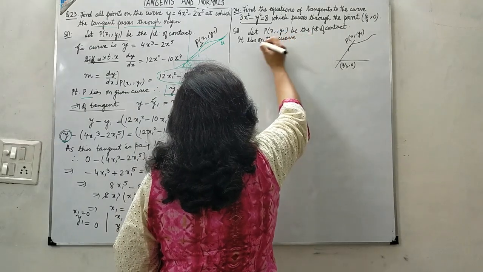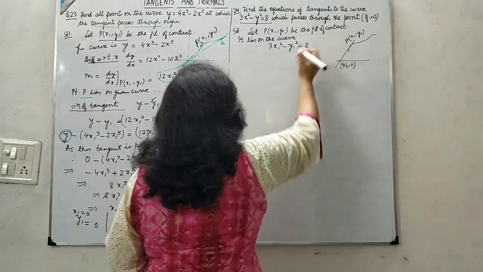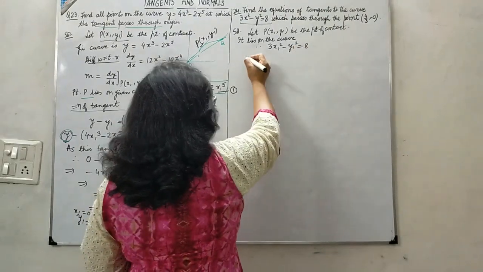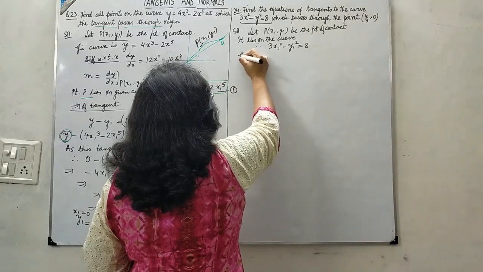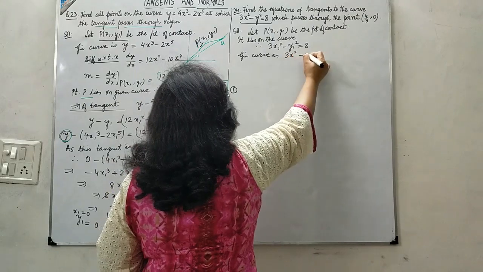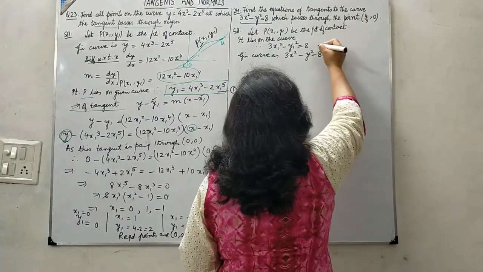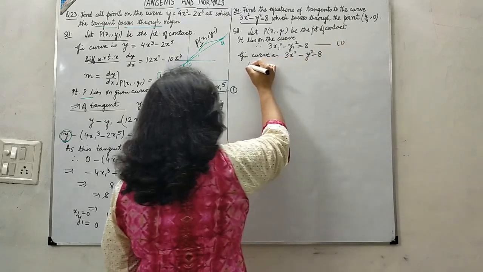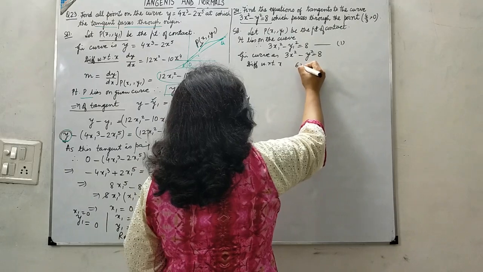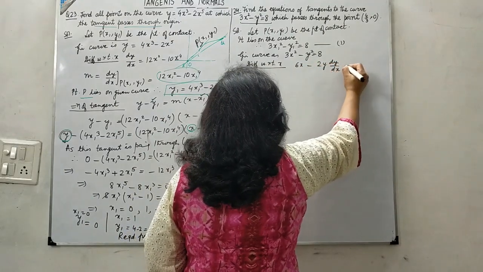Therefore, 3x1 square minus y1 square is 8. This is actually a hyperbola. And the given curve is 3x square minus y square equal to 8, from which we find the slope of the tangent. We'll differentiate with respect to x. This is 6x minus 2y dy by dx equal to 0.